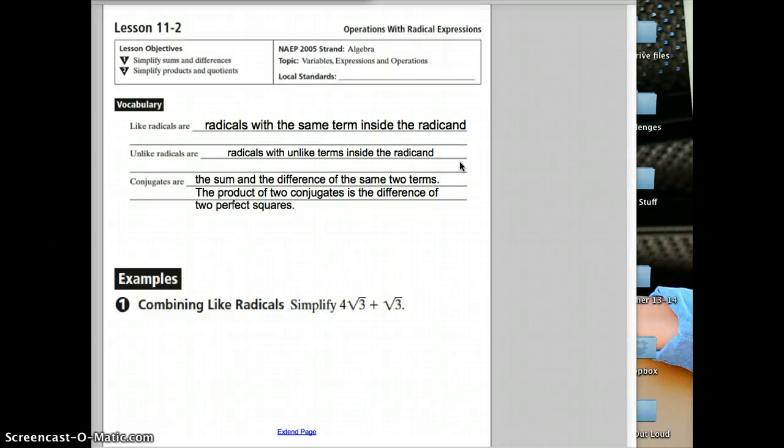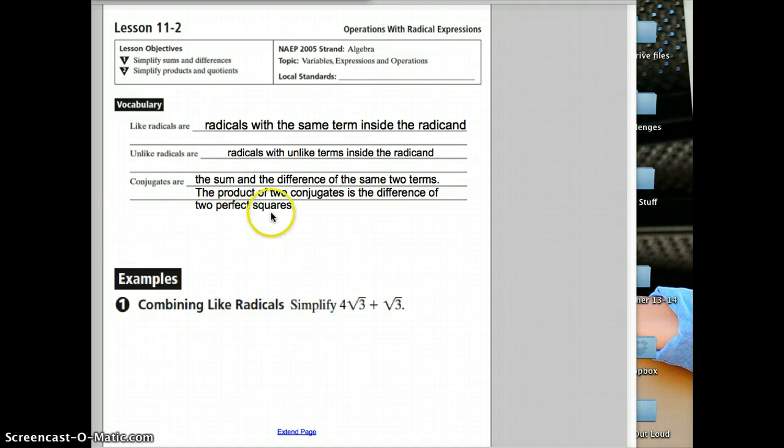Hi class, we're looking at lesson 11.2, which is simplifying sums and differences of radical expressions as well as simplifying products and quotients of radical expressions. Remember, like radicals are radicals with the same term inside the radicand, so the same number or value or variables inside the house. Unlike radicals have different numbers inside the radicand. So the square root of 3 and the square root of 5 are different, as opposed to the square root of 2 and the square root of 2.